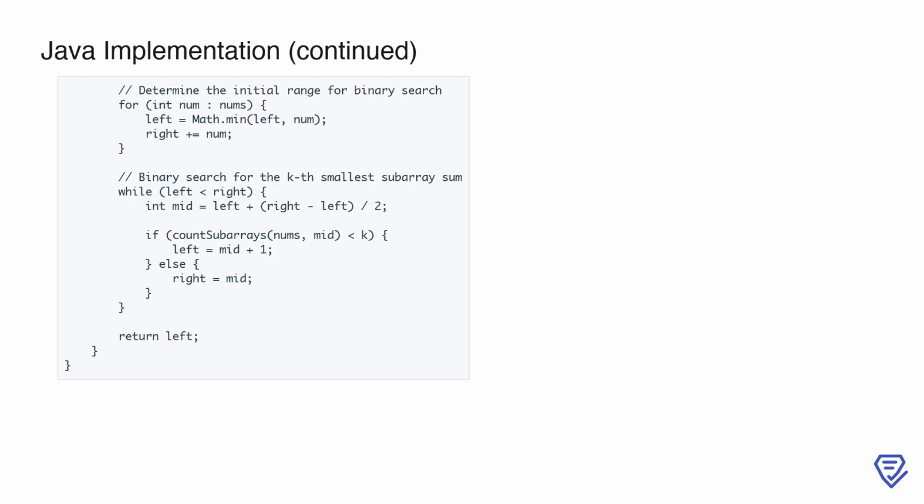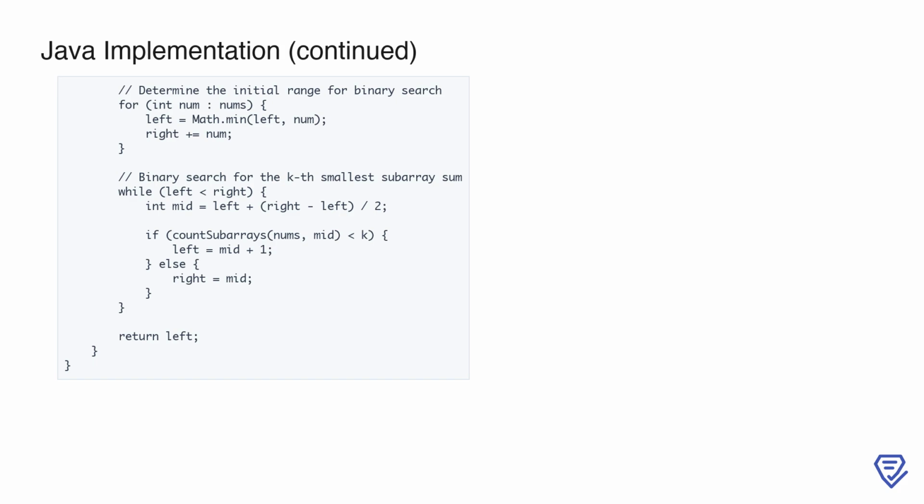Now, we perform a binary search to find the kth_smallest_subarray sum. In each iteration, we calculate the middle value, mid, as the average of left and right. We then use the countSubarrays method to determine how many subarrays have a sum less than or equal to mid. If this count is less than k, it means the kth_smallest sum must be greater, so we move our search space to the right by setting left equals mid plus 1. Otherwise, we narrow the search space by setting right equals mid, indicating that the kth_smallest sum could still be within this range. Once the binary search is complete, left will hold the value of the kth_smallest_subarray sum, which we return as the result.